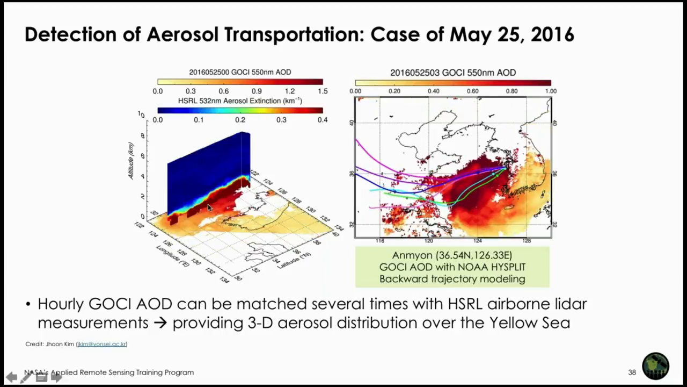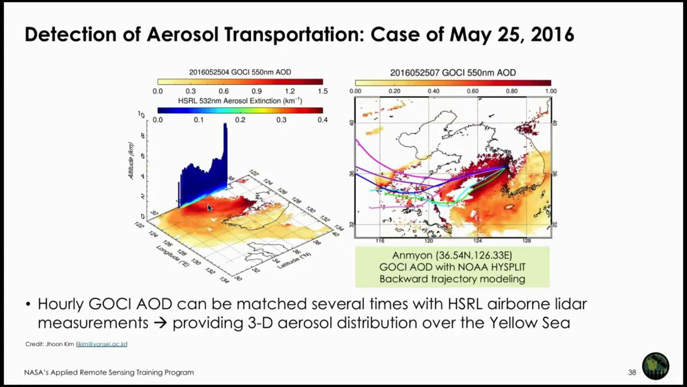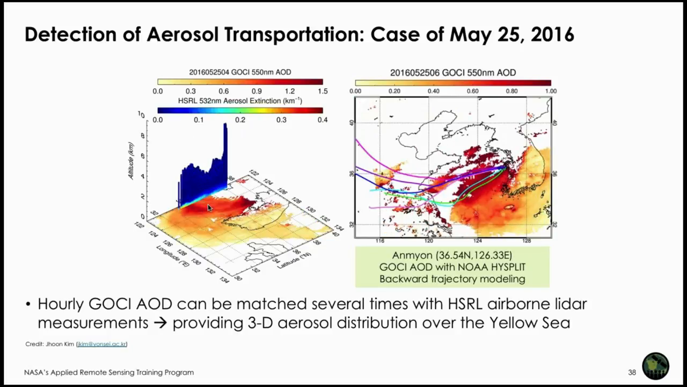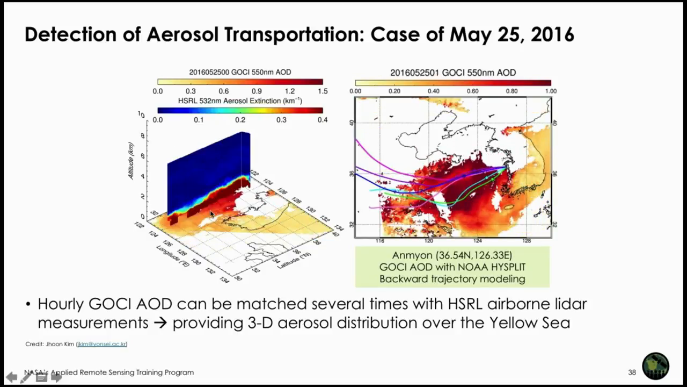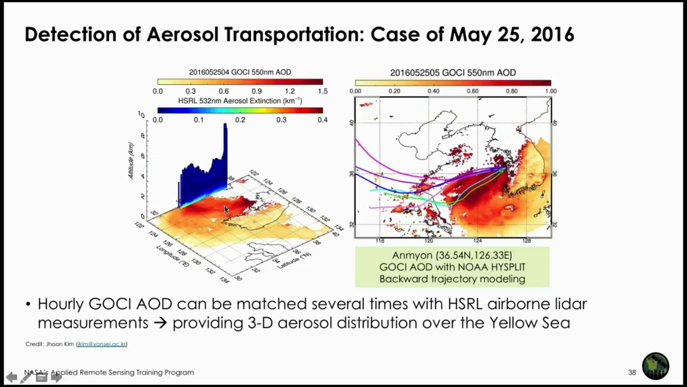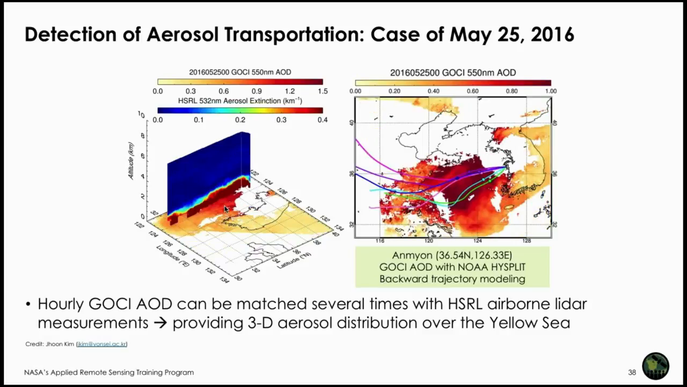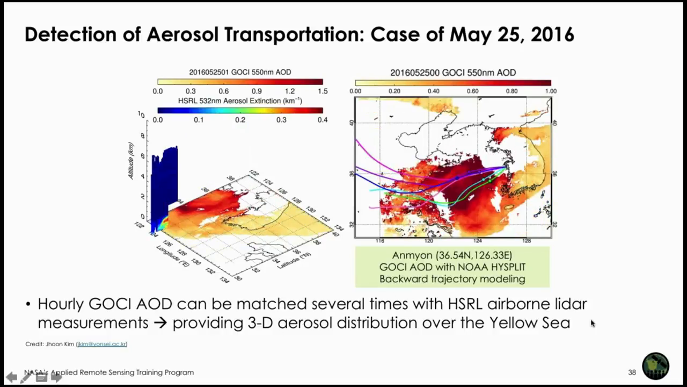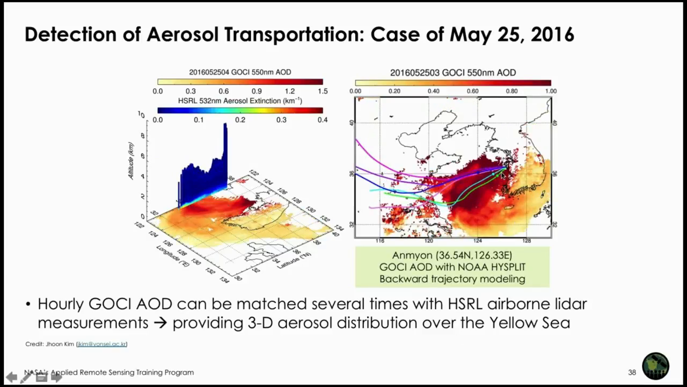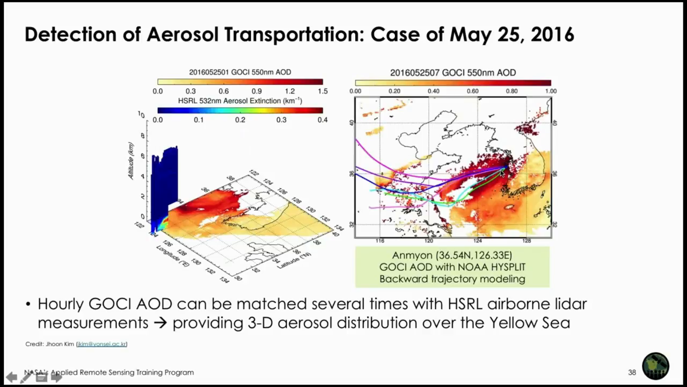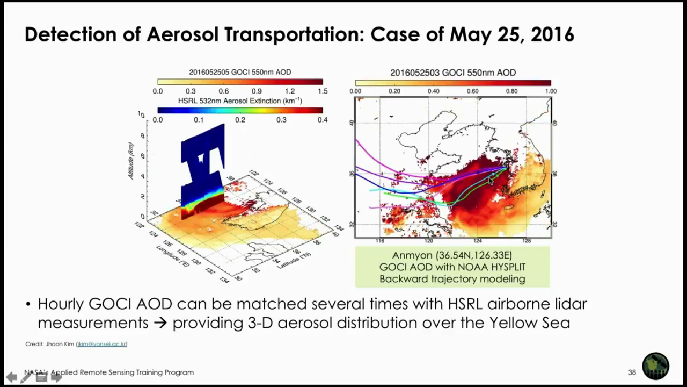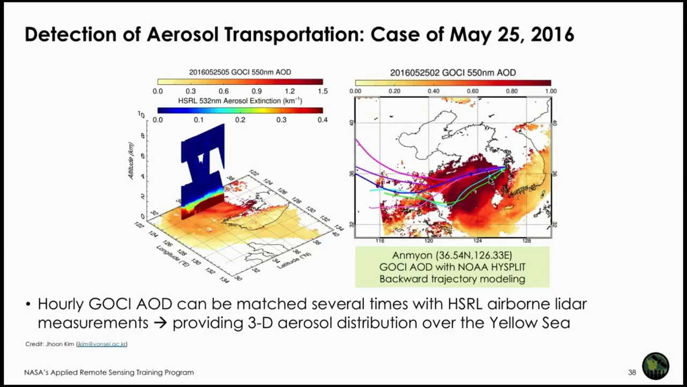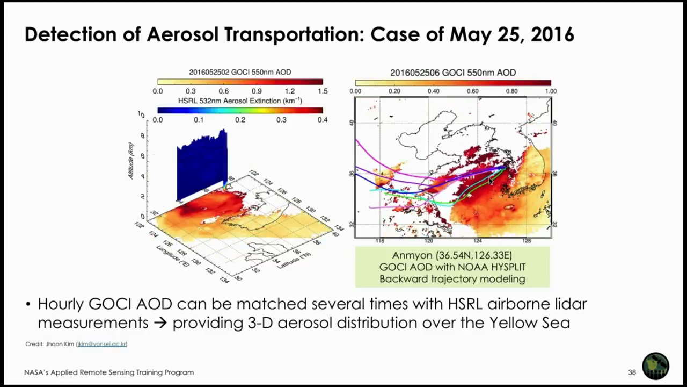And the vertical curtain plot is from the HSRL airborne LiDAR measurement. LiDAR can provide the vertical distribution of aerosol profiles. So when we combine this horizontal spatial distribution of aerosols from GOCI and the vertical properties from the LiDAR, then we can get the 3D aerosol distributions over the Yellow Sea in this campaign. And we can see this aerosol plume is transported from China based on the backward trajectory modeling. So combining geostationary satellite data is very useful to understand the real status of the atmosphere during a day.